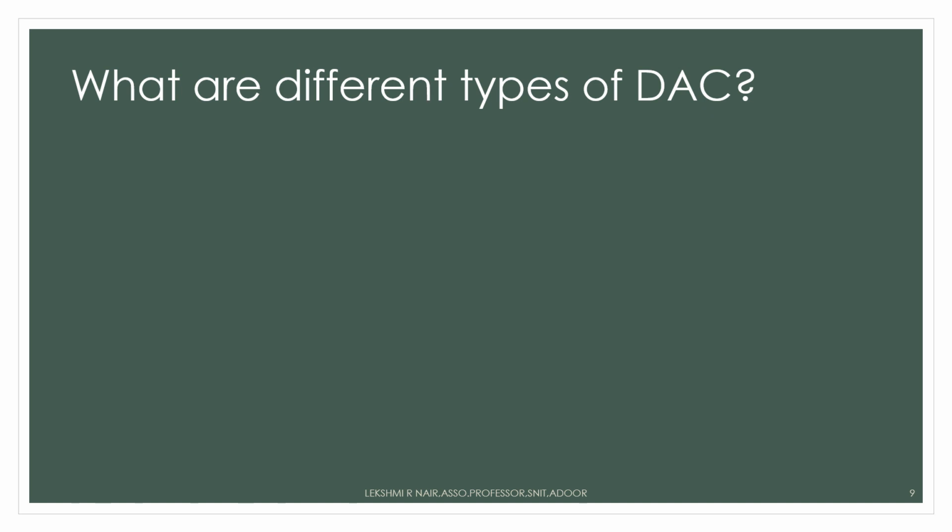What are different types of DAC? There are two types of digital to analog converters. They are R2R ladder type digital to analog converter and weighted resistor type digital to analog converter. So, what are the basic classification of digital to analog converter? They are R2R ladder type and weighted resistor type.